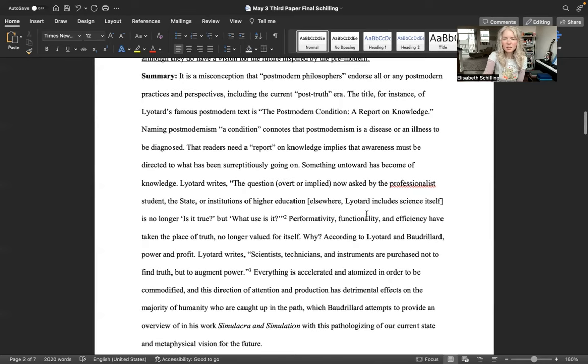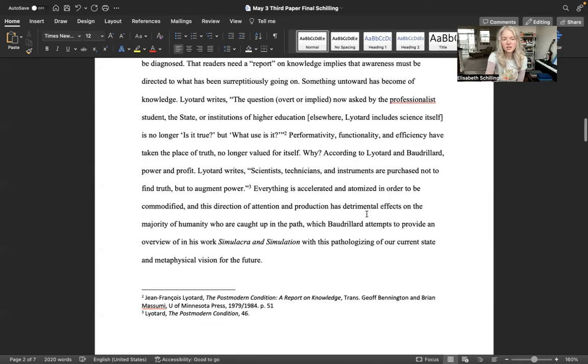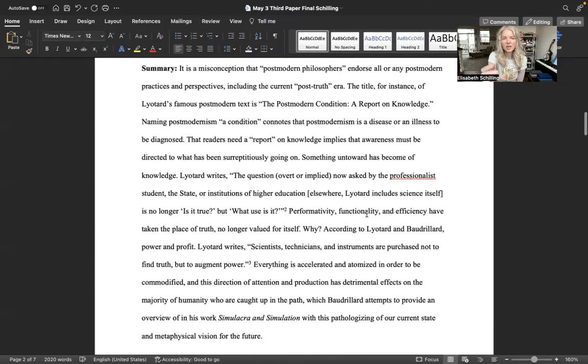So here is my summary, and I might just stop after this because I think you kind of get the gist of the paper. So this is how I'm summarizing. It is a misconception that postmodern philosophers endorse all or any postmodern practices and perspectives. So I'm kind of reiterating that a little bit, including the current post-truth era.